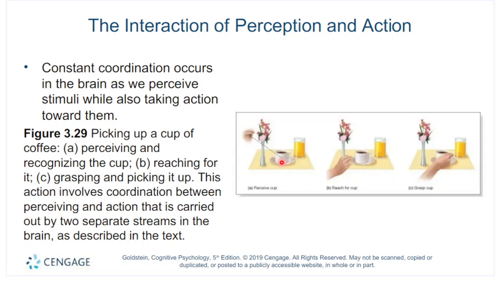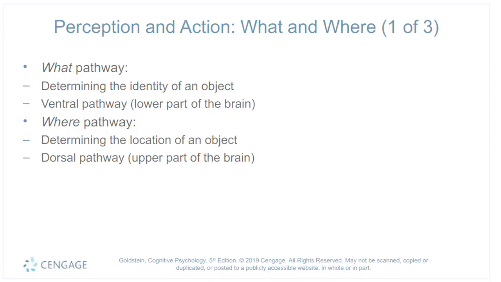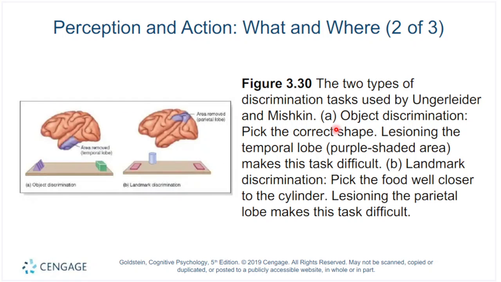Coffee cup, dahil sa what and where pathway, because of the ventral and the dorsal pathway. Okay, so where are these? Okay, so object discrimination happens here. So you are discriminating, ano ba tong object na to? So this is a triangular shape or pyramid shape. Ito ay rectangular shape.